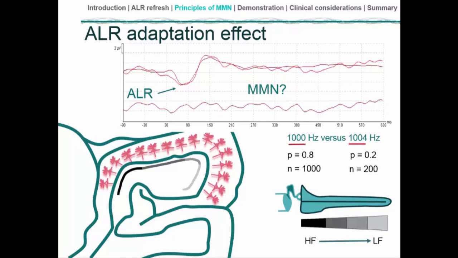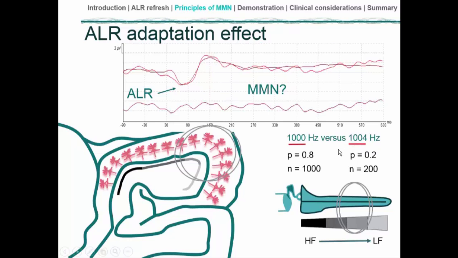Now let's move on to the third one. This is where there's very little difference between standard and deviant. The deviant's just 4 Hz different from the standard. So again, if we remind ourselves, the region on the basilar membrane that responds to the standard and the population of neurons that respond. But then when the deviant comes along, it stimulates a very, very similar region on the basilar membrane, because it's just a very, very small difference in frequency.